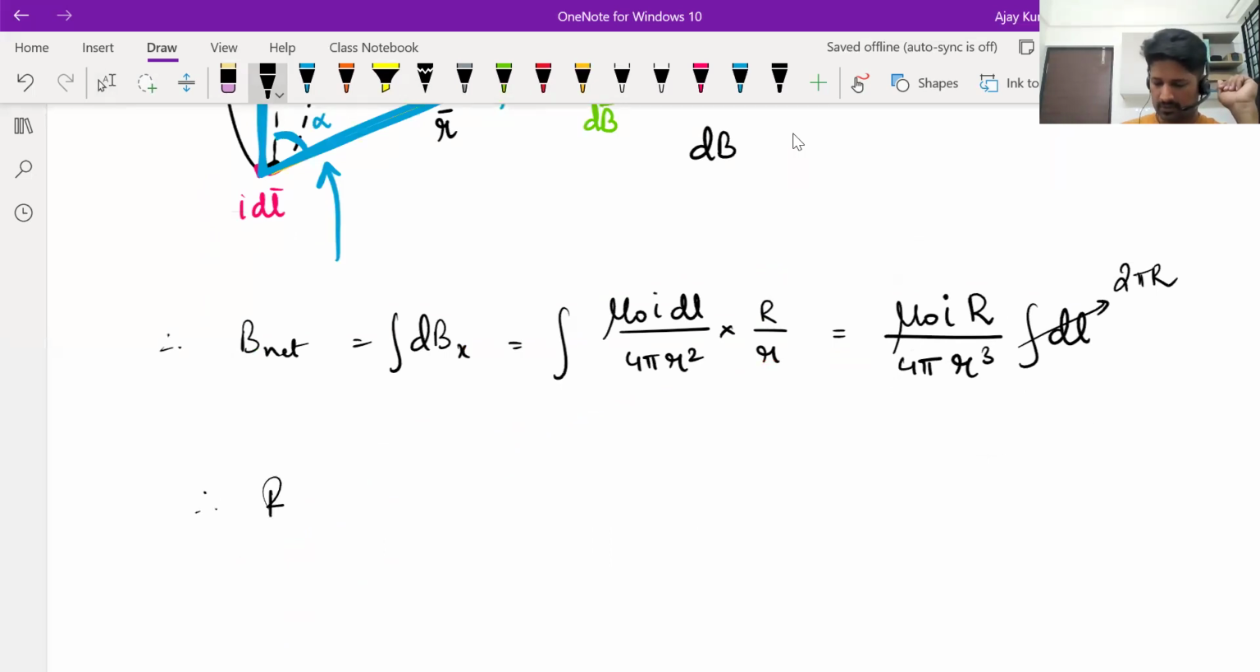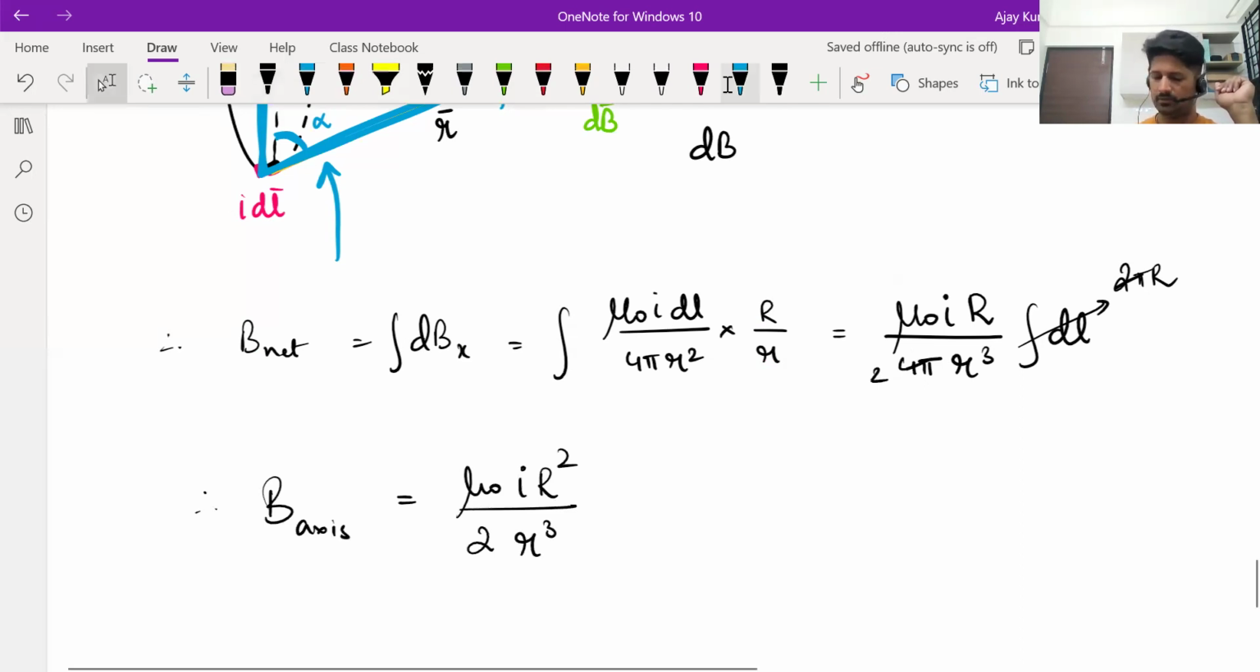Therefore, the net magnetic field on the axis of a circular current carrying loop is mu naught. 2 pi and 4 pi will cancel. 1, 2 will be left in the denominator. Mu naught I r square by 2 small r cube. Okay, let's keep it as small r cube itself for now.